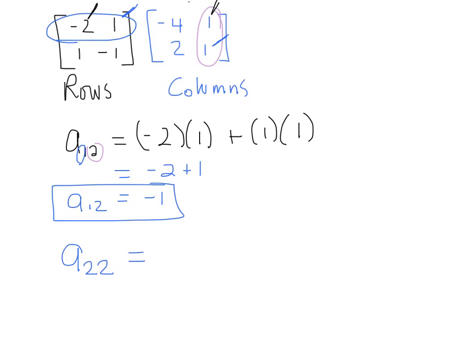Alright, I have one more element I have to find, and that would be element A22. So when I go up to this matrix, I'm going to use the second row and the second column. Oops, let me do that again.